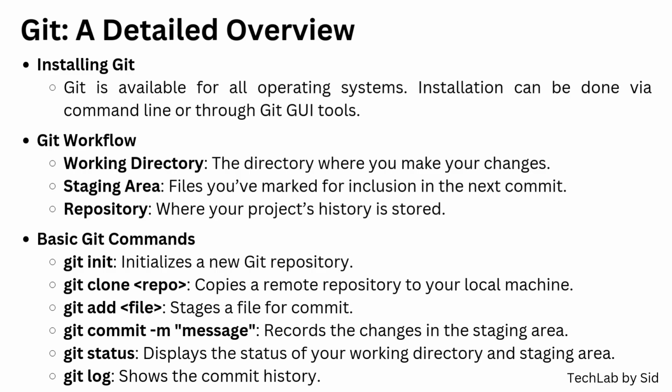git commit -m message records the changes in the staging area with a descriptive message. git status displays the current status of your working directory and staging area, showing uncommitted changes. git log shows the history of commits in the repository, allowing you to view past changes.